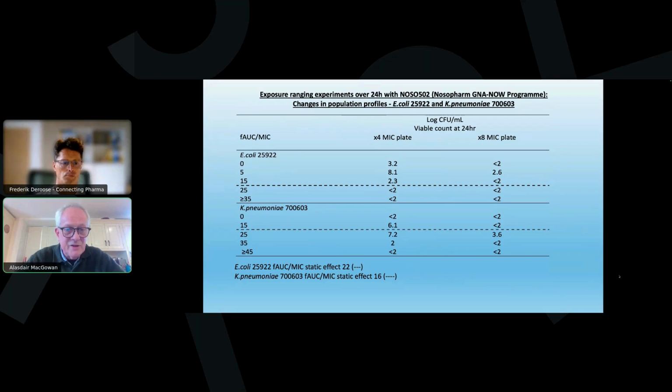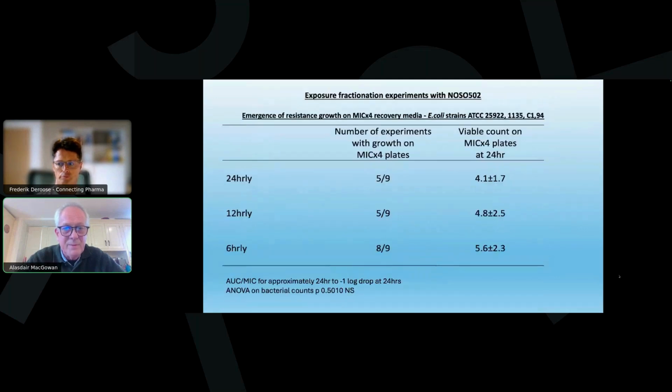The next slide just illustrates the fact that you can try and work out what the driver is for emergence of resistance. So here we took AUC/MIC ratios with NOSO-502 that we knew were going to maximize emergence of resistance. So we just fractionated that by giving the drug once a day, twice a day, or 4 times a day. And as you can see, the emergence of resistance is pretty much the same in these situations, implying that AUC is going to be the driver here for us.